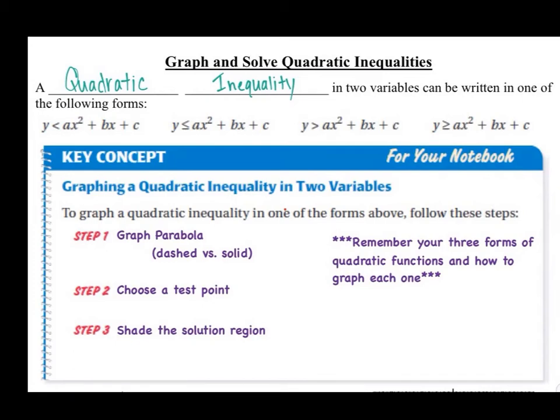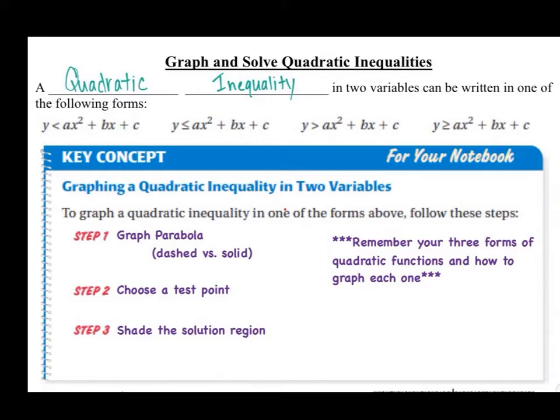Quadratic inequalities are just going to be a combination of things you already know. You know how to graph a regular linear inequality, whether it's going to be a dashed or solid line and which direction to shade. And we learned at the beginning of the unit how to graph a parabola, or a quadratic equation. So it's just combining those two things you already know to graph a quadratic inequality.